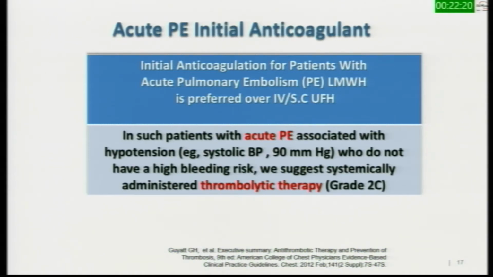Acute pulmonary embolism, initial anticoagulation. For initial anticoagulation in patients with acute pulmonary embolism, low molecular weight heparin is preferred over intravenous or subcutaneous unfractionated heparin. But if the patient has an acute pulmonary embolism associated with hypotension and does not have a high bleeding risk, they suggest systemic administration of thrombolytic therapy.